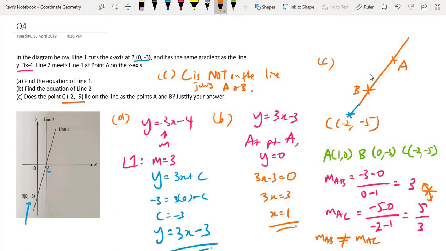So this is another interesting question. As long as you understand the basics of y equals mx plus c and the concepts of gradient, y-intercept and x-intercept, then such questions should be fairly easy to solve.